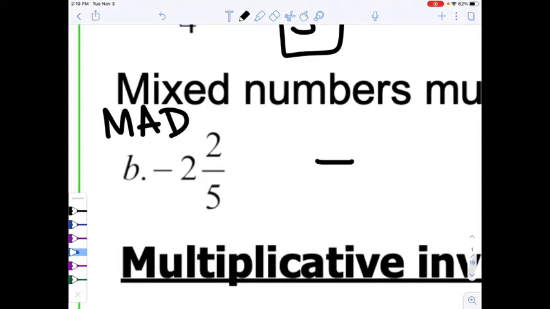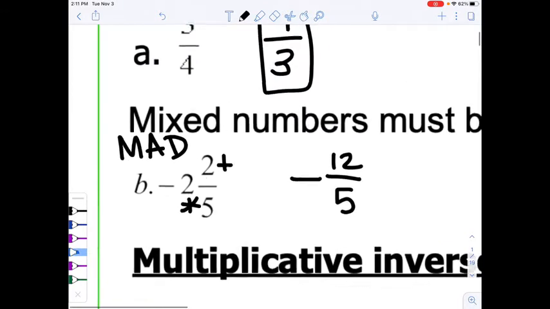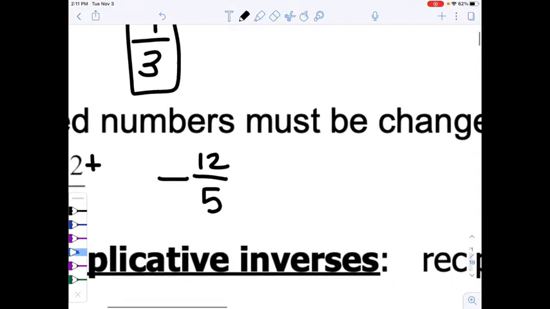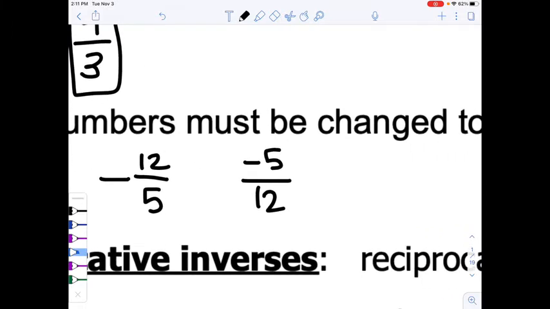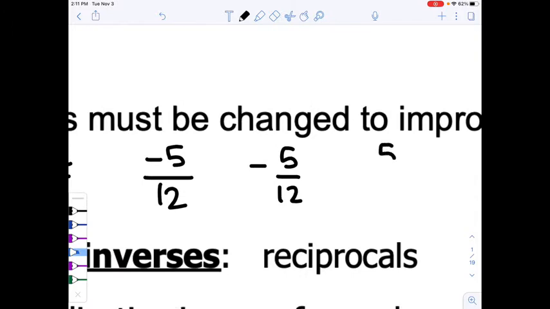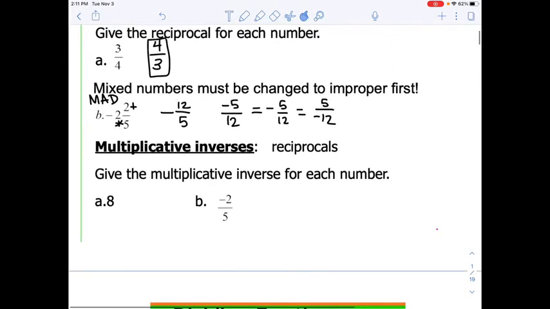Because I have this negative, I am just going to keep it off to the side, and I'm just going to multiply as if it weren't there. 2 times 5 plus 2, keep the denominator. 2 times 5 is 10, plus 2 is 12, keep my denominator of 5. So I have -12/5. The reciprocal of -12/5 would be -5/12. You could also write it with the negative on the denominator. All of those are the exact same thing.